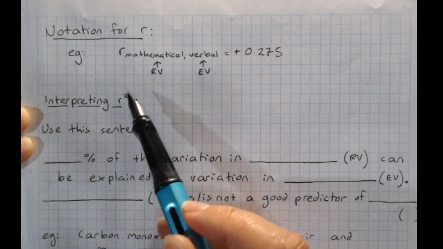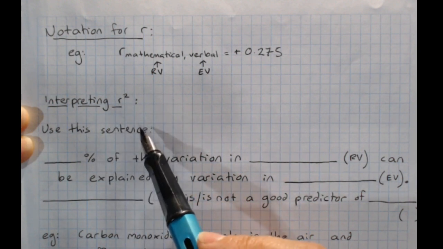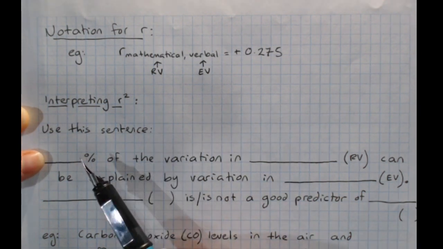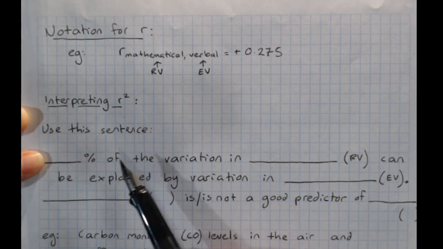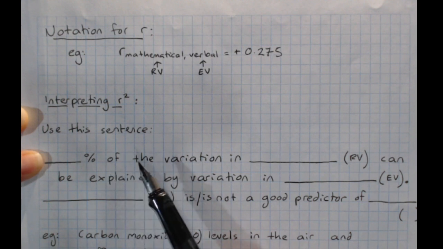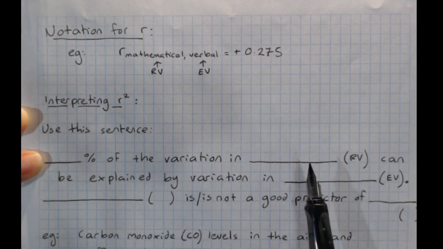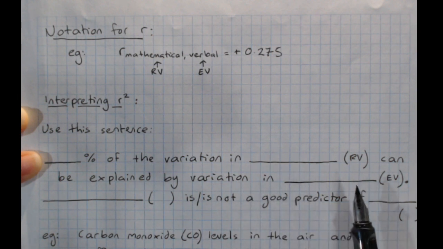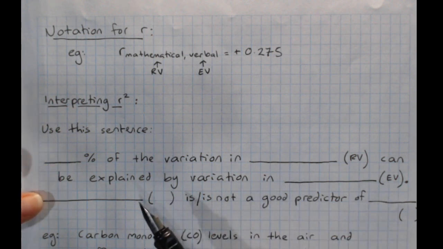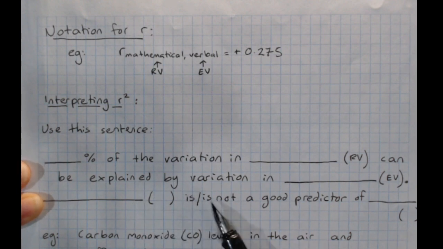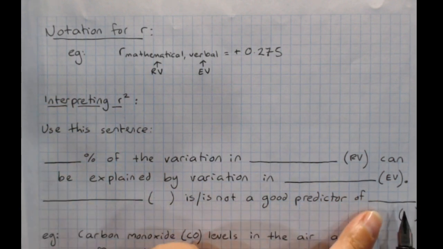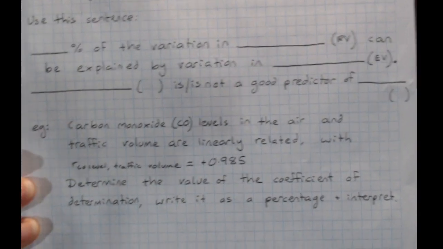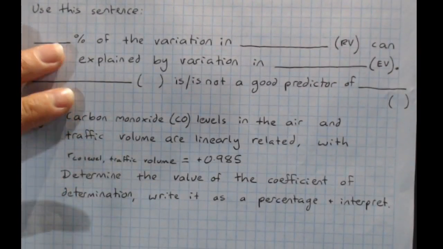Now, when we're interpreting r squared, we're going to use this sentence. The percentage that is r squared tells us what percentage of the variation in the response variable can be explained by variation in the explanatory variable. And then we'd say whether the explanatory variable is or isn't a good predictor of the response variable. So we'll do this one, and we'll pop our answers into that sentence.